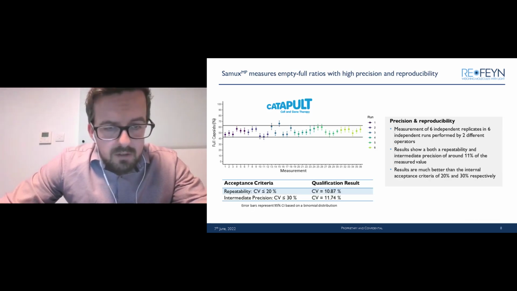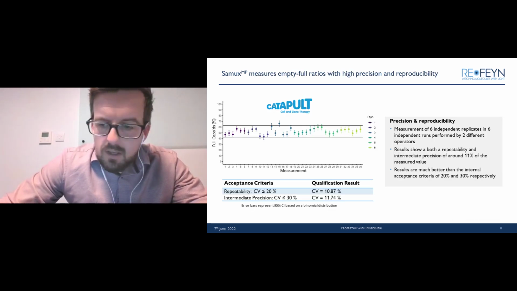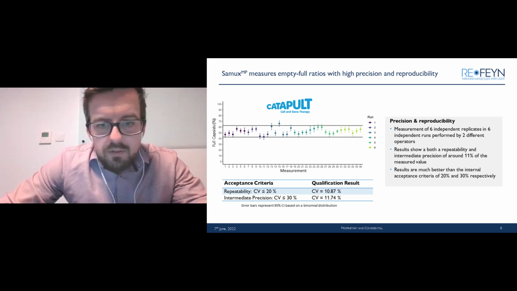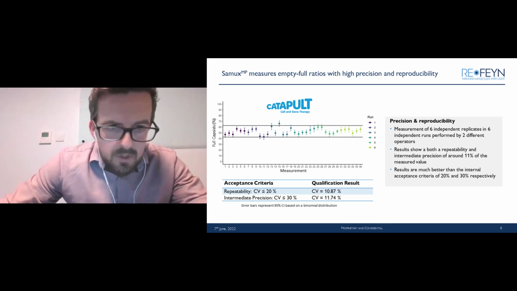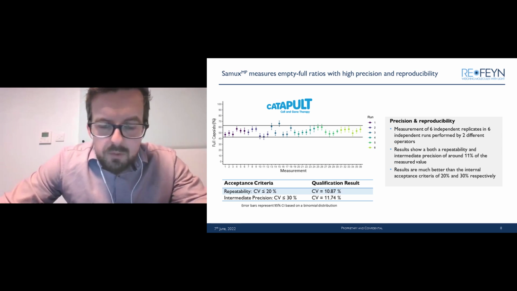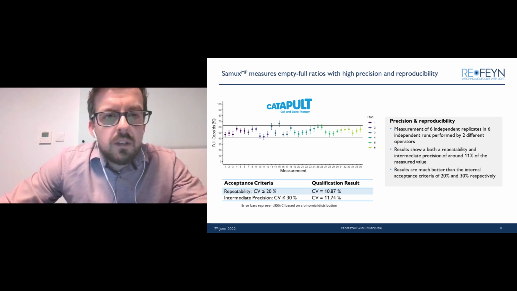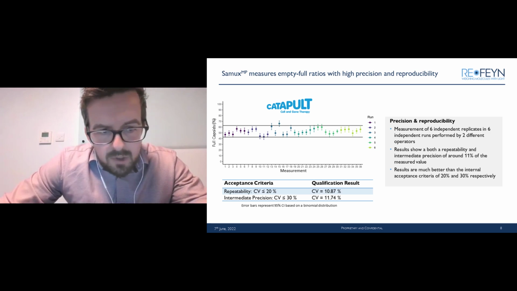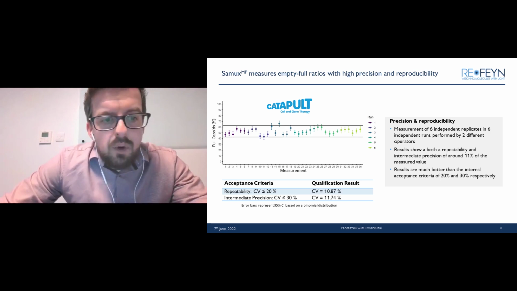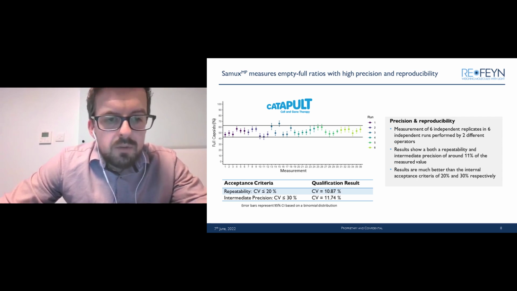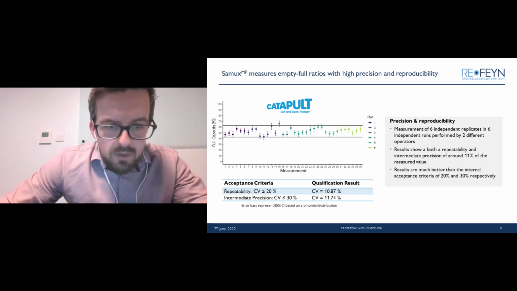Nevertheless, just to be sure of that, they then worked with a prep that contained a full counted percentage of 50%. And in this particular experiment series that you can see on the slide here, they performed a measurement of 6 independent replicates in 6 independent runs performed by 2 different operators. And the criteria that they were looking to meet when assessing the SAMX instrument, you can see their acceptance criteria on the left-hand side of the table. So they were after a repeatability with a coefficient of variation of less than or equal to 20%, and an intermediate precision with a CV of less than or equal to 30%.